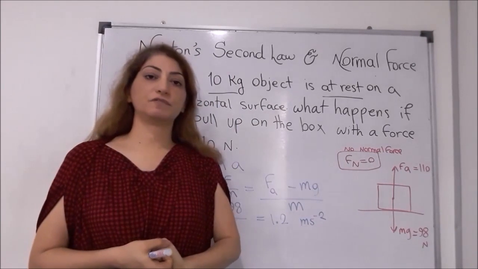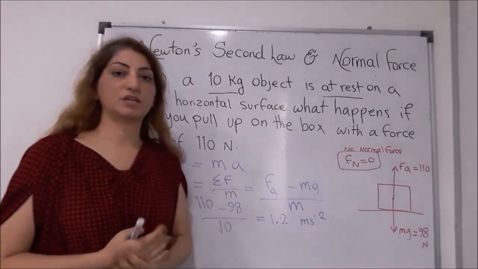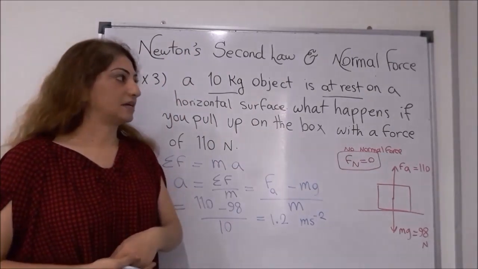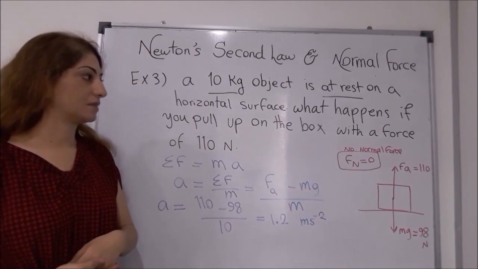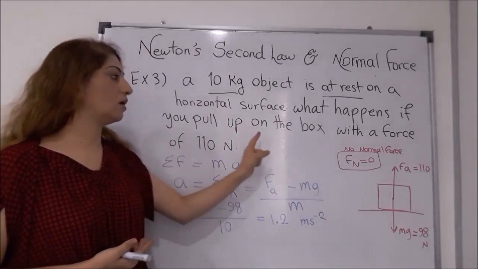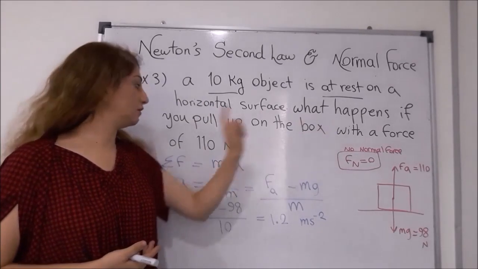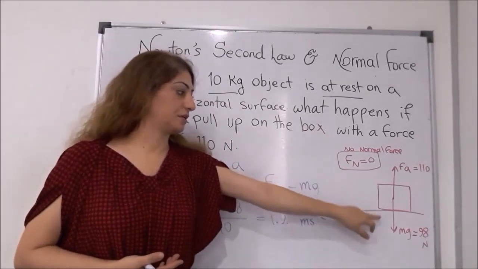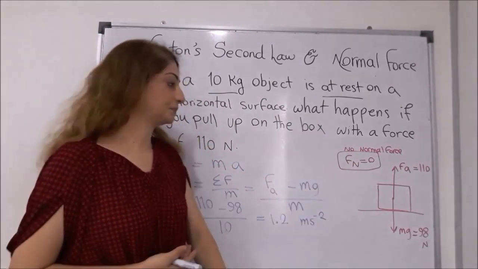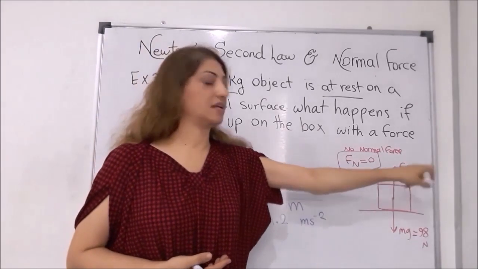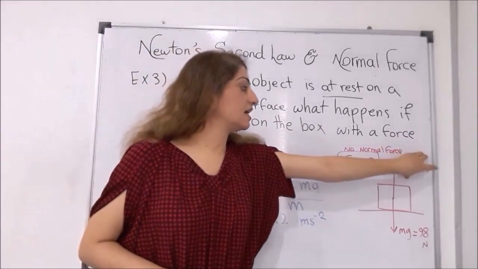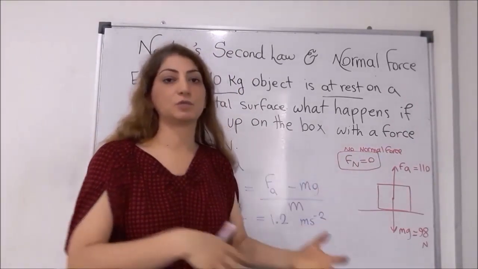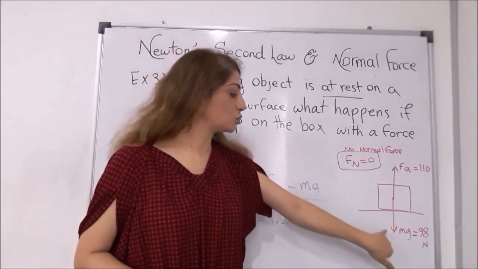Let's read the question first, and you'll understand what I actually mean. A 10 kg object again is at rest on a horizontal surface. What happens if you pull up on the box with a force of 110 newtons? So the applied force here, if you look at the diagram, is 110 newtons. Whatever the normal force is, if you sum them up, the applied force plus the normal force would be much bigger than the weight.